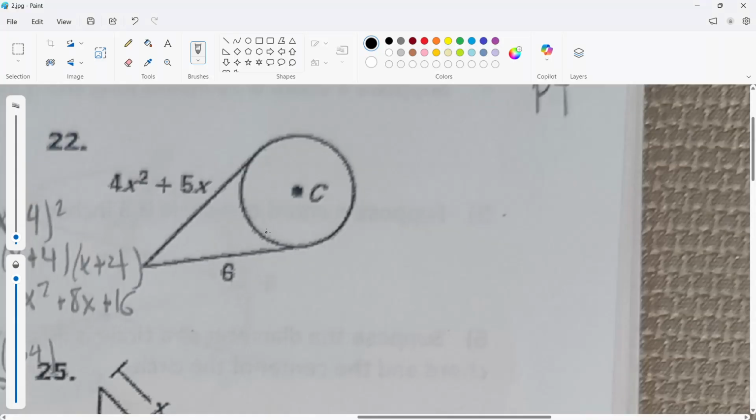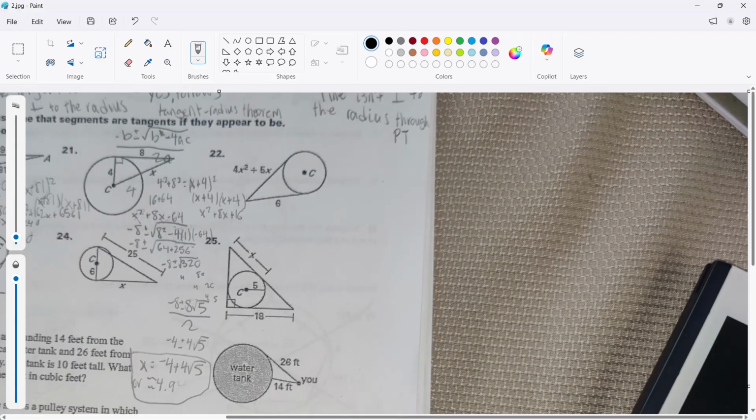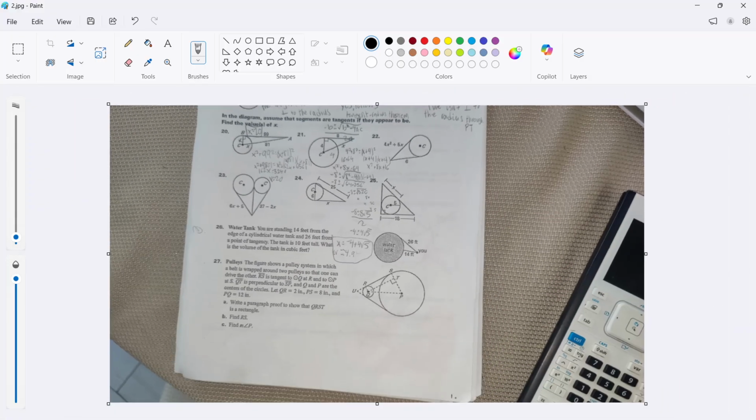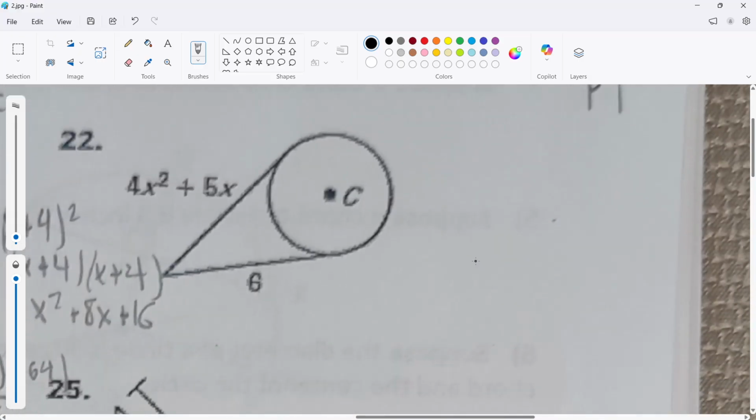Some more geometry problems to do. I'll do this one first. I think the instruction says anything that looks like a tangent is a tangent if it appears to be, and it says find the value of x. All right, I've got to find the value of x.